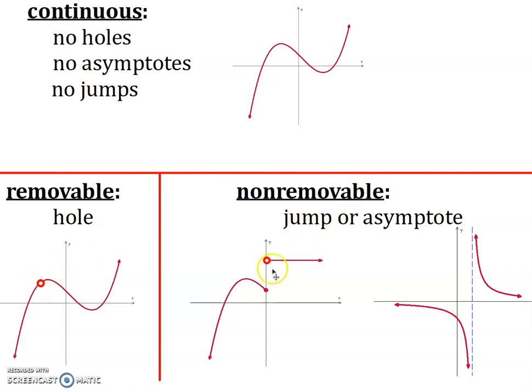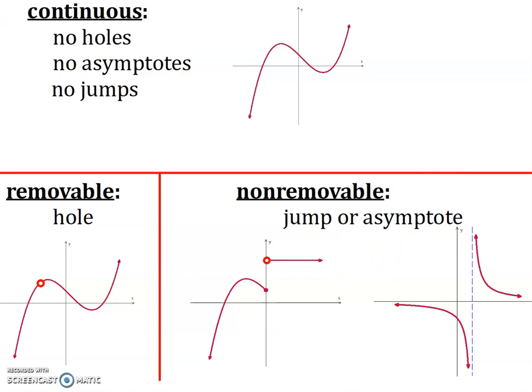Non-removable discontinuity, that's when we have a jump, so the parts are disconnected, or an asymptote, like in a rational function. With removable discontinuity, you're able to just fill it in with a solid circle, and that would make it continuous. But with non-removable discontinuity, you're not able to just fill in the discontinuity with a point. There's no way to make the graph continuous by just putting a point there.